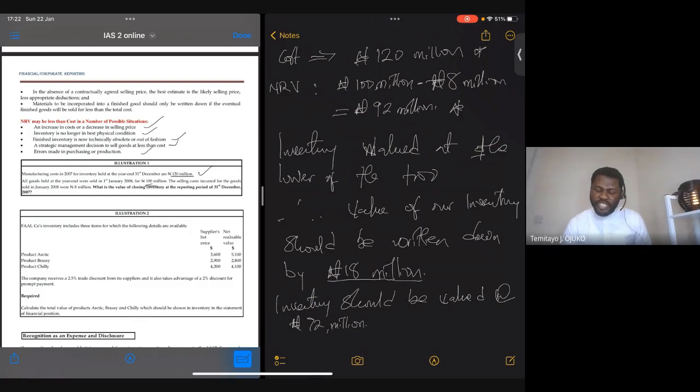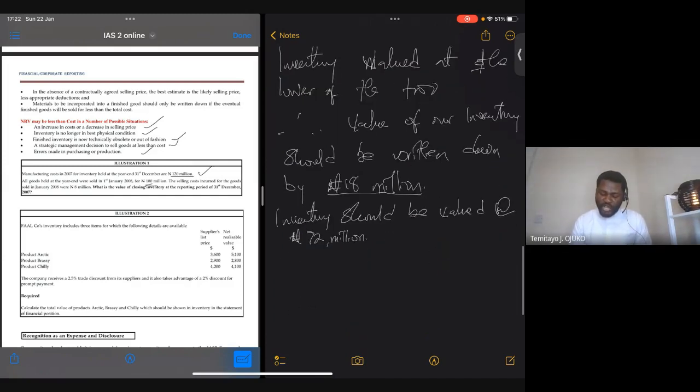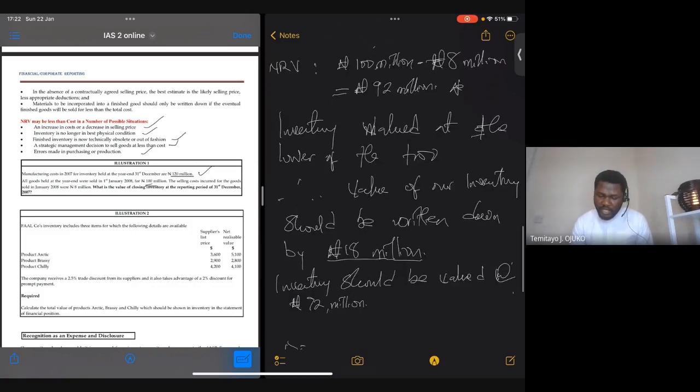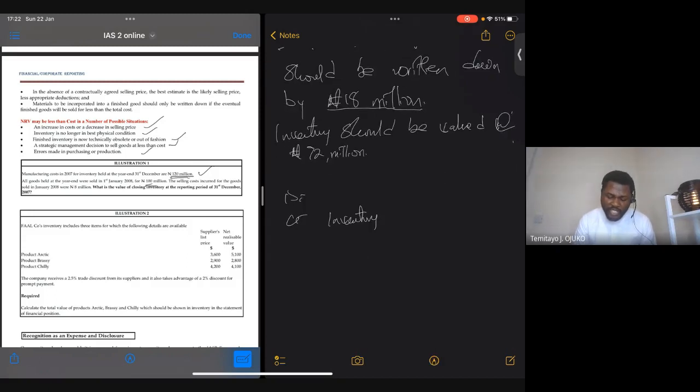Initially, your inventory would have been written as 120 in the books, but now you want to write it down to 92. It means that you have to do what? You have to debit and credit what? You have to credit your inventory, because you are now writing down your inventory from 120 to 92, which is a difference of 18. Then you debit your P or L with 18. That is that about the valuation of this inventory.